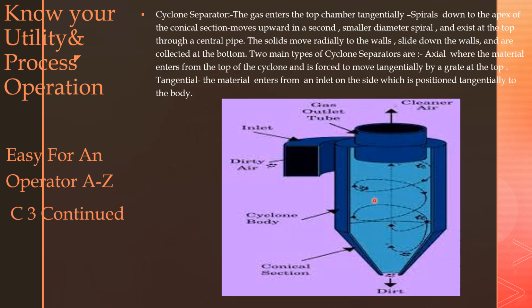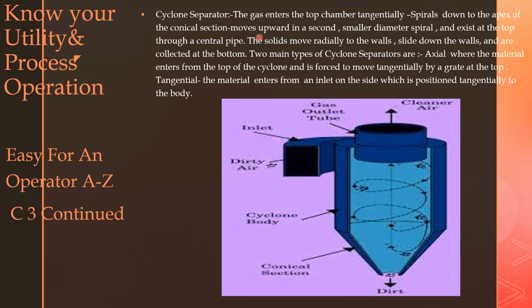This is a schematic diagram of a cyclone separator. This is the inlet, where dirty air or gas with dust and dirt comes in at the tangential inlet. This is the gas outlet, where clean air comes out. This is the bottom dust collection or dirt collection port. This is the conical section and this is the cyclone body. It is operated by centrifugal force.